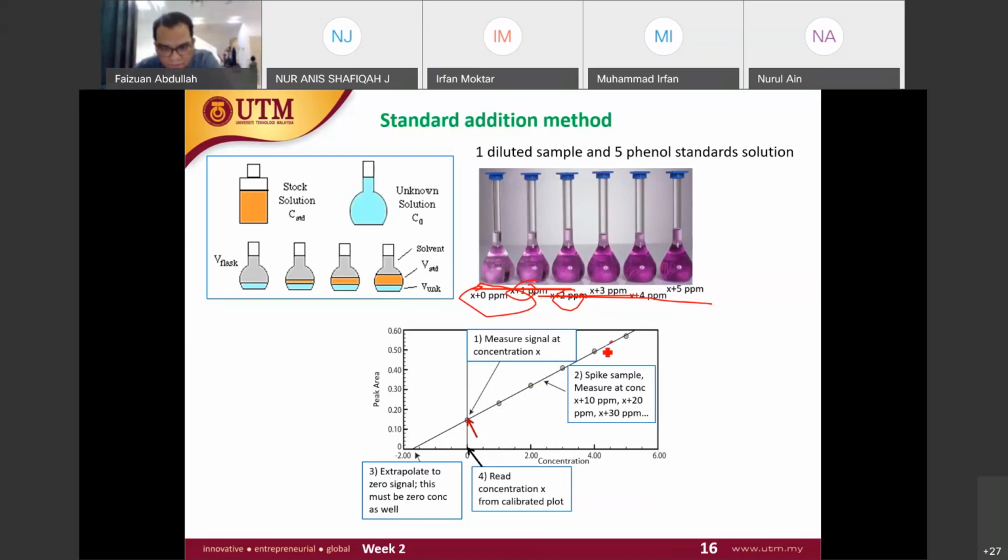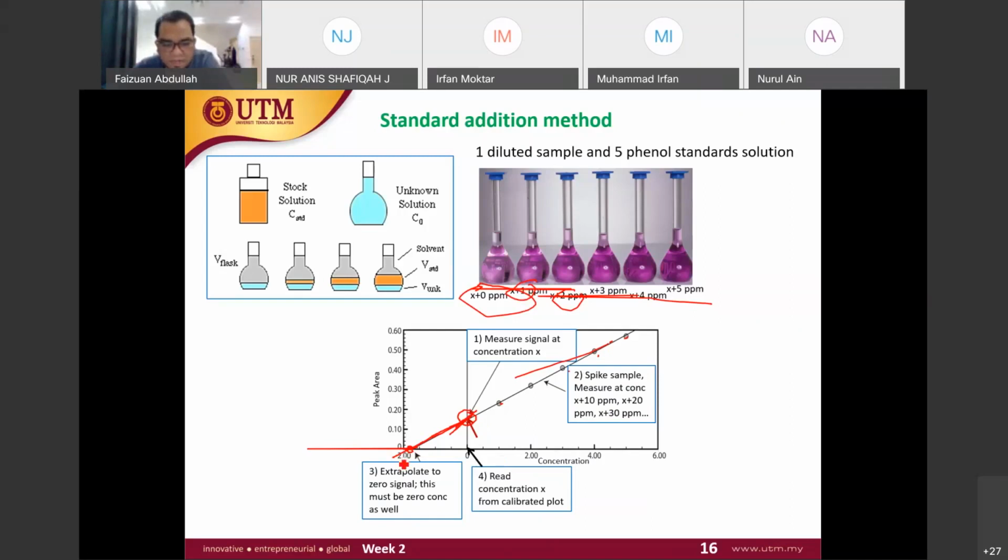So we plot the graph. First step is we analyze and measure, and second step, we plot the graph for every concentration. Then, from the intercept at y equal to 0, you just extrapolate the graph until it intercepts the x-axis, and this value of the intercept at the x-axis is the concentration of the analyte inside the sample.